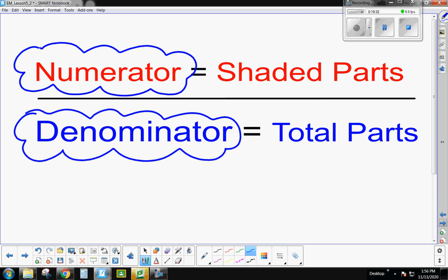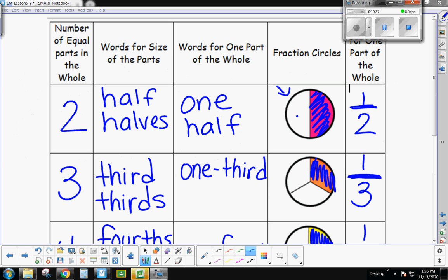Okay, so let's go back to that one chart that I had. All right, so my top number was my numerator. That was the part I had shaded in. I had one piece shaded in. The bottom number is the denominator, out of two total pieces. Okay, looking at this fraction, the numerator, I have one piece shaded in, but there are 3 pieces total. Don't get that mixed up. Some people think that the bottom number are the pieces not shaded in, but that bottom number is the total pieces.